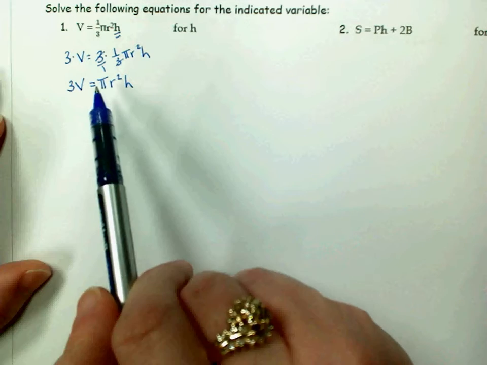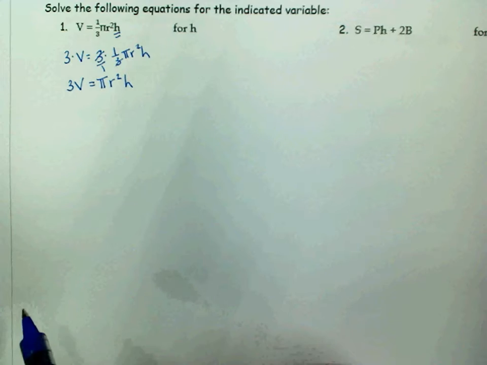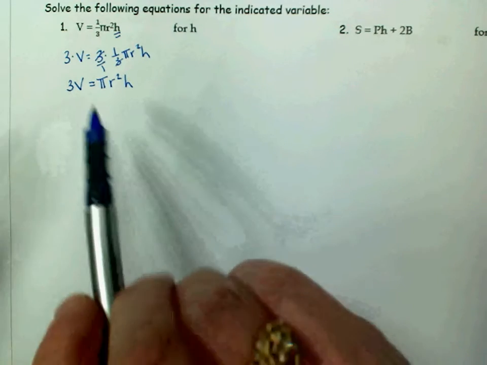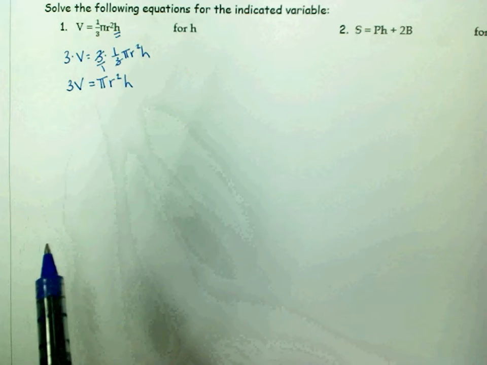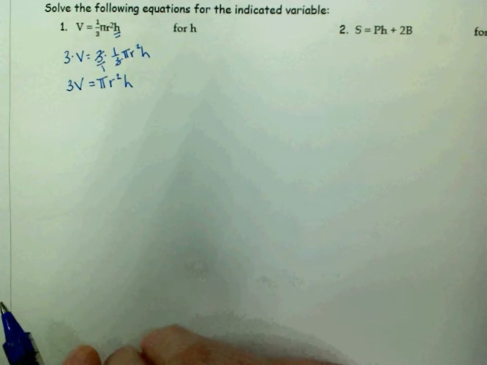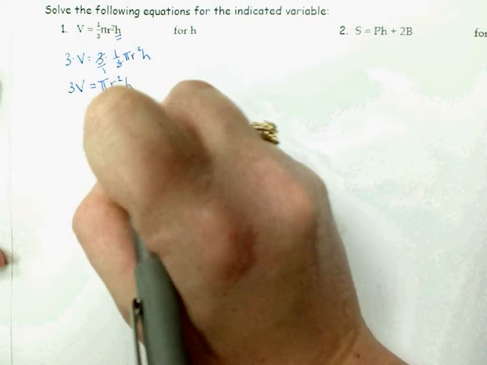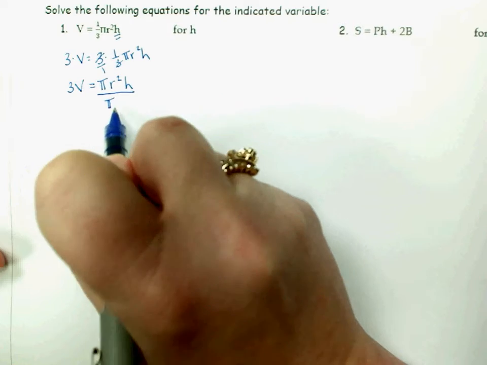Now, getting rid of the pi and the r squared doesn't mean I have 2 more steps involved, because there's only one operation that I need to undo. All of this is multiplication. So I can undo that multiplication in one step. I know division undoes multiplication. So I'm going to divide by what I'm trying to get rid of, which is the pi and the radius squared.